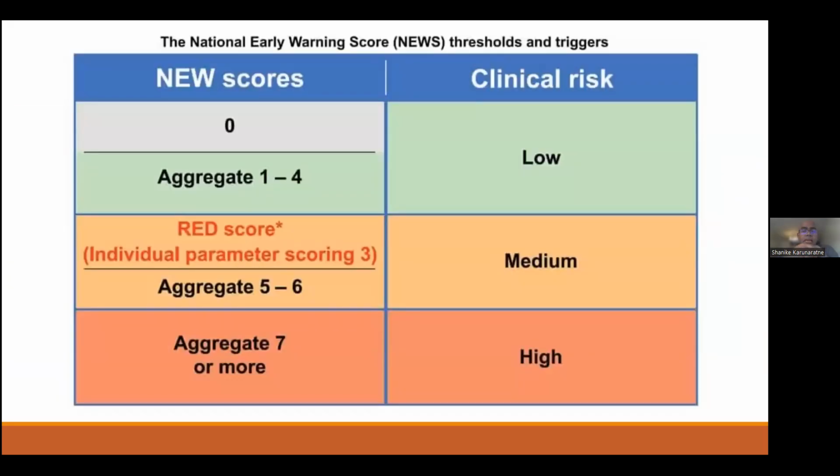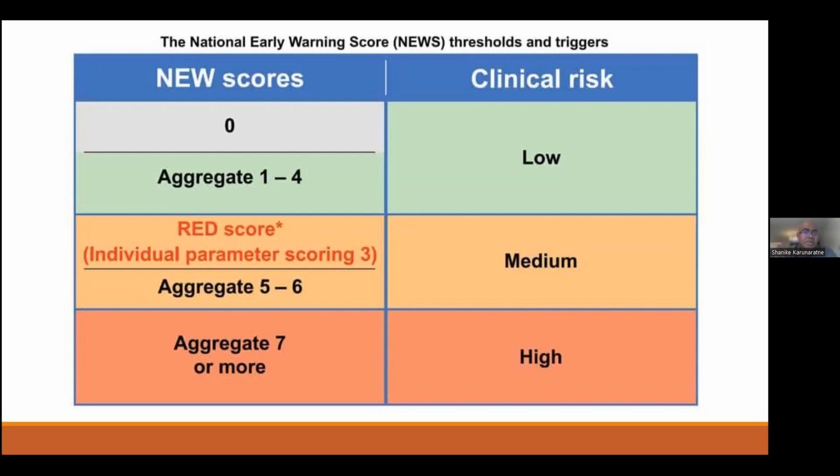There are mainly low risk, medium risk, and high risk scores. The low risk score is up to 4. If it is 5 or 6, we call it a medium score. If it is 7 or more, we call it a high NEWS score. Please remember, if an individual score is 3, for example, if the patient has a score of 3 for the neurological deterioration, that itself is called low to medium risk. That is a borderline score between the low and the medium score.